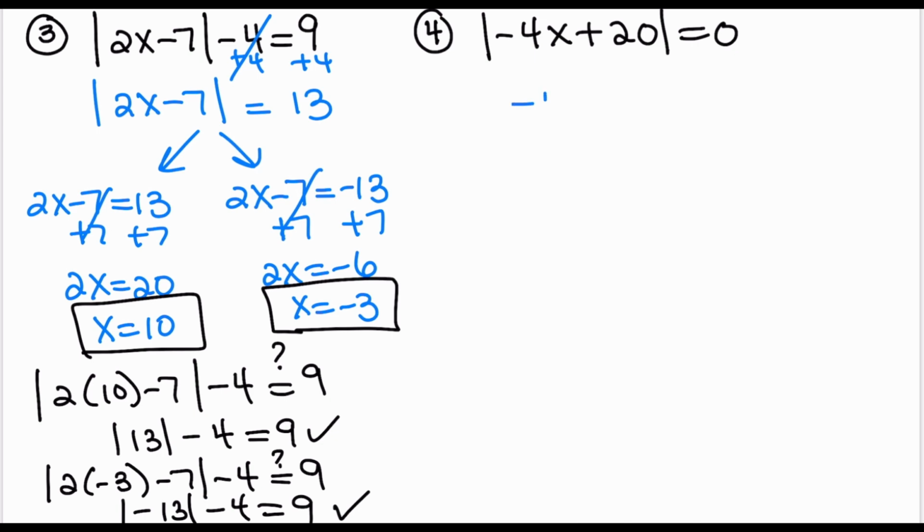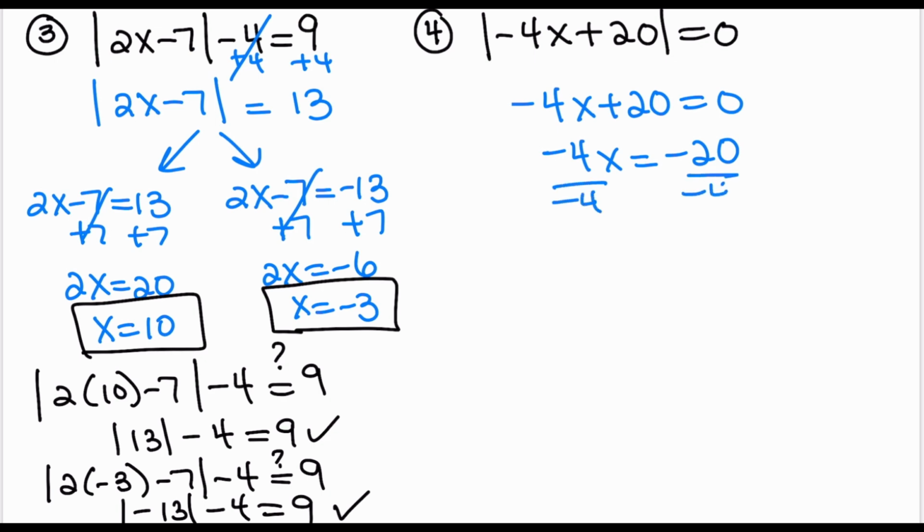So I'm just going to solve negative 4x plus 20 is equal to 0, which means negative 4x is equal to negative 20. And if I divide by negative 4, then I'm going to get that x is equal to positive 5. It's always a good idea to check, even though I'm very confident that this is the solution, I will go back and check my answer.